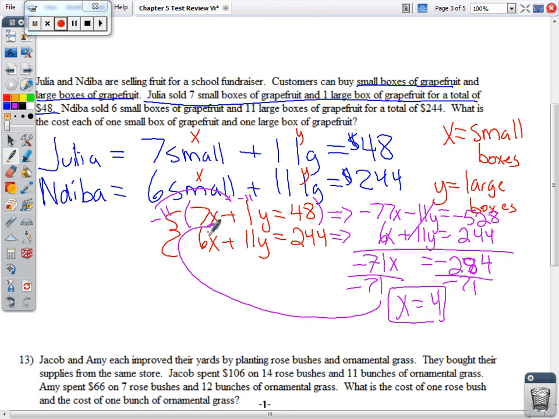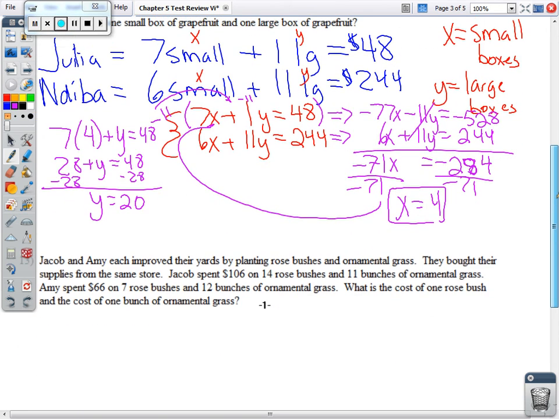So we have 7 times what x is equal to, which is 4, plus y equals 48. So we have 28 plus y equals 48. Subtract the 28 from both sides, and y equals 20.